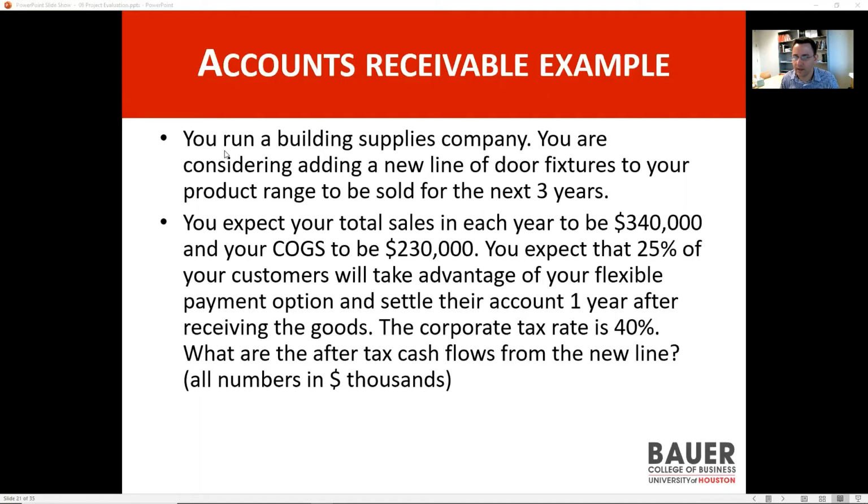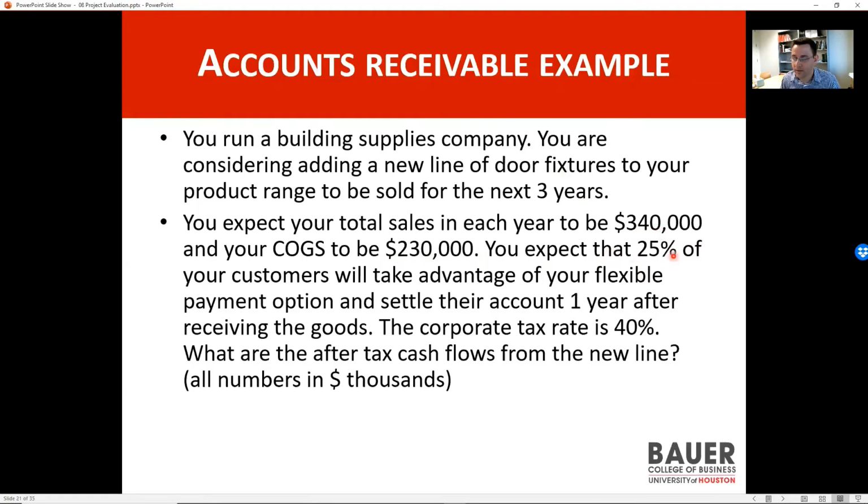We're going to do an example here. In this case, you're running a building supplies company, and you're thinking about adding a new line of door fixtures to your product range. Okay, so you're going to be doing this for the next 3 years. I don't know why door fixtures, just anything you want. You expect that in each year you're going to have sales of $340,000 for the next 3 years, and your cost of goods sold, COGS, is going to be $230,000. So it costs $230,000 to make these door fixtures. You can sell them for $340,000.